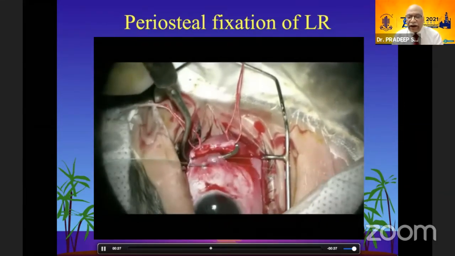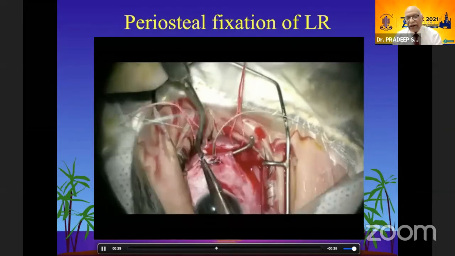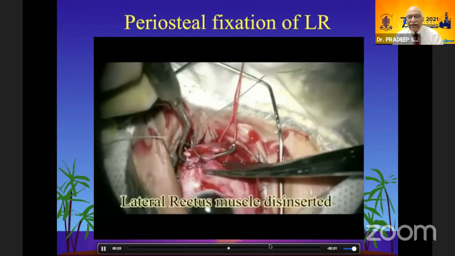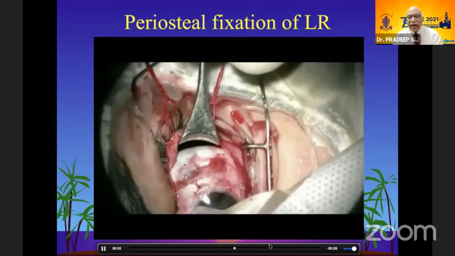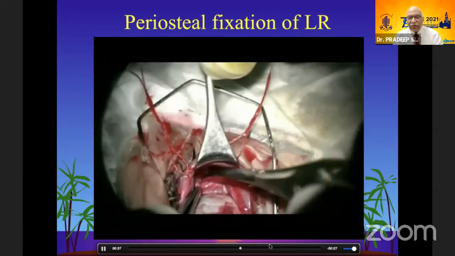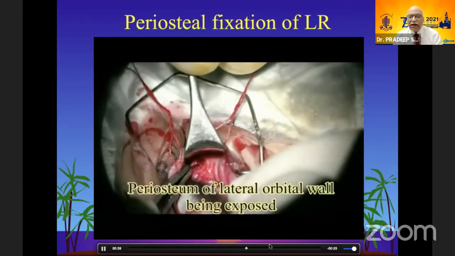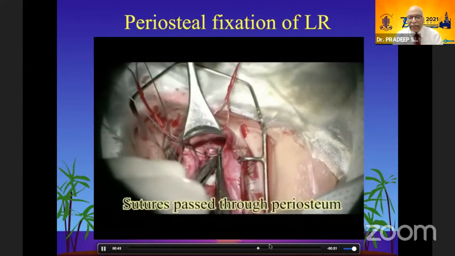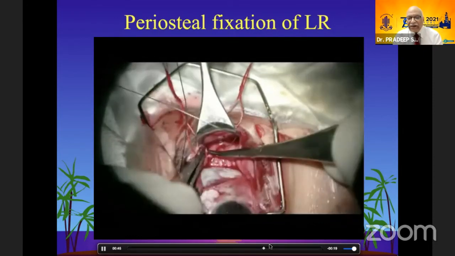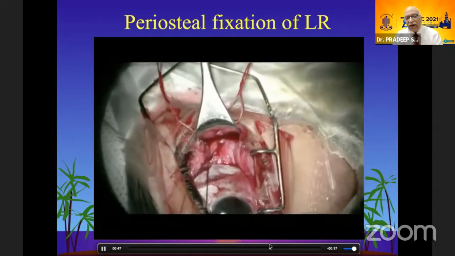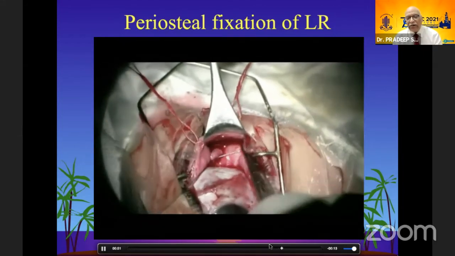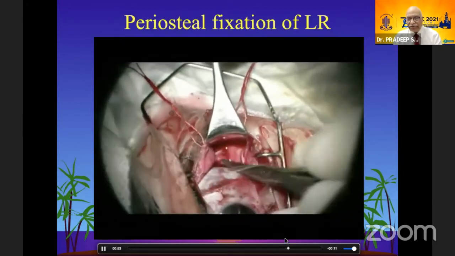Here I am going to use 5-0 Ethibond suture for periosteal fixation. Disinsert the lateral rectus. You can cauterize this insertion point, and then use an adrenaline-soaked swab stick in the periosteal area. And once you have identified this periosteum in the depth, you can pass the lateral rectus, and this is how the lateral rectus turns its direction.